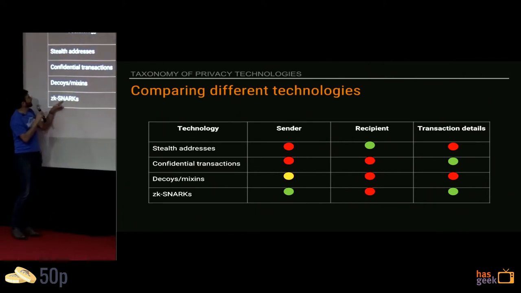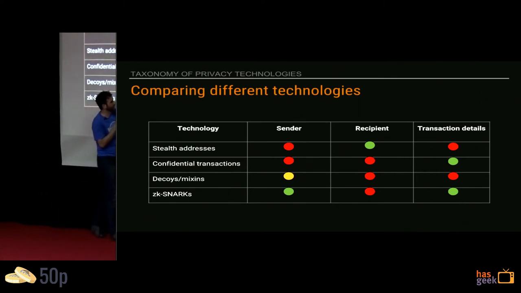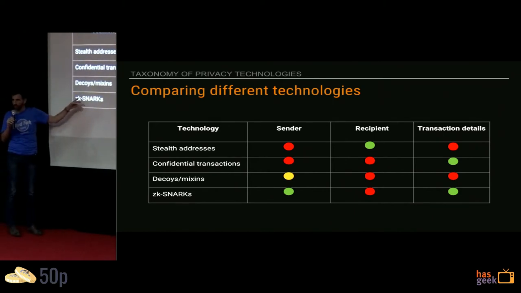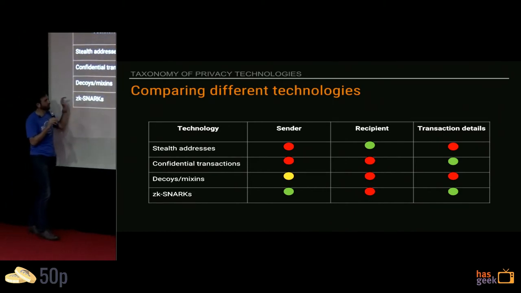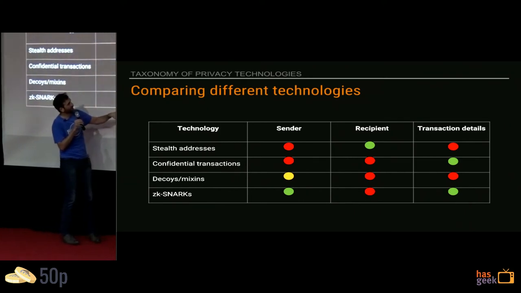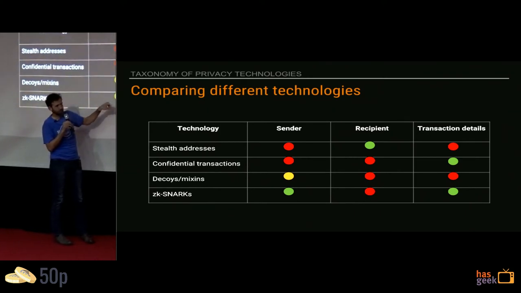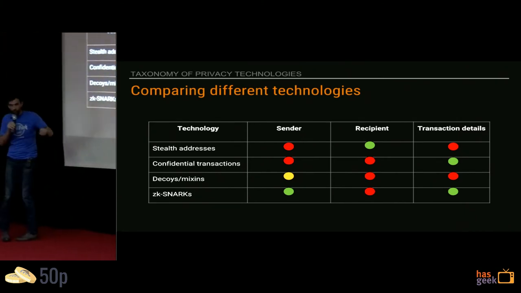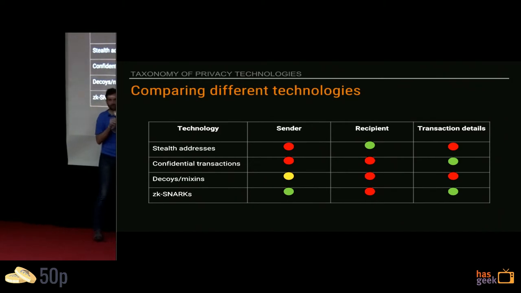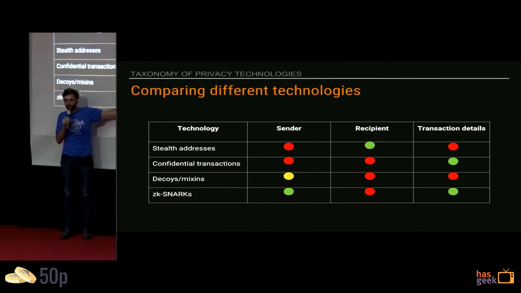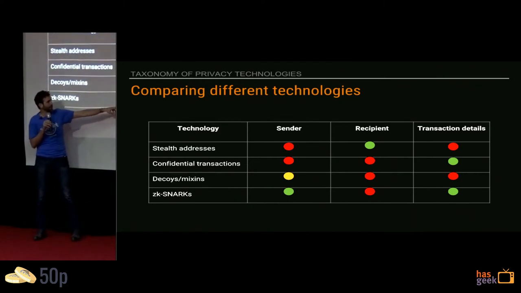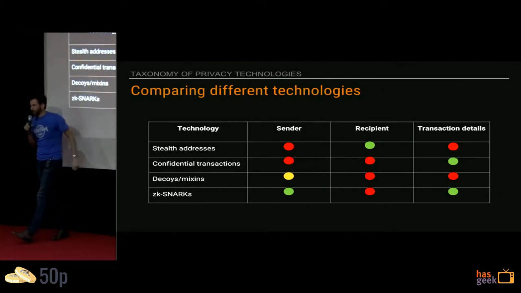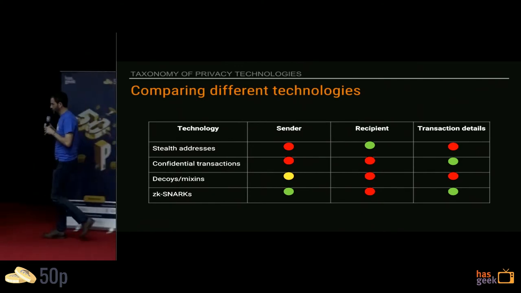And then the last one that was also mentioned in the first lightning talk is ZK-SNARKs, or zero-knowledge proofs in general. SNARKs is one particular way to do zero-knowledge proofs, but zero-knowledge proofs in general can be used to protect the amount transferred and the sender. And it's really strong. Well, I'll show you how in Zcash we can make it so that you don't learn almost anything about the sender. I'll see if I can explain what I mean by that in a second.